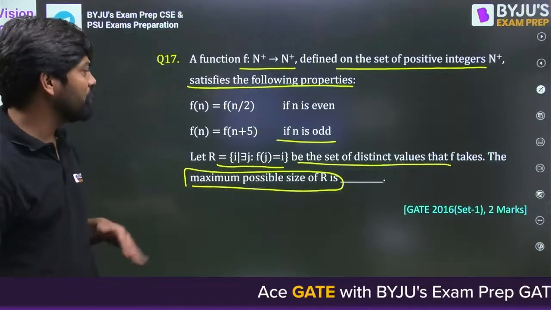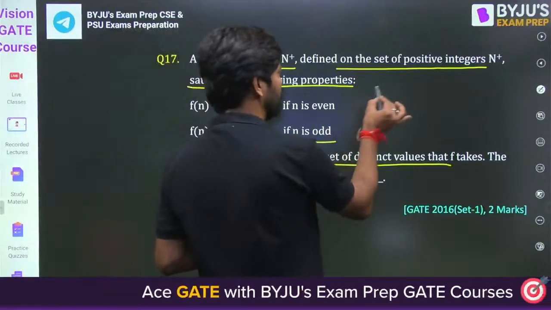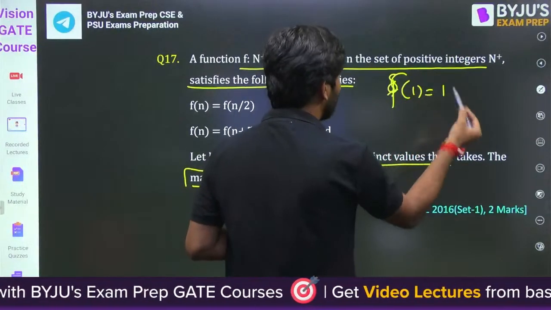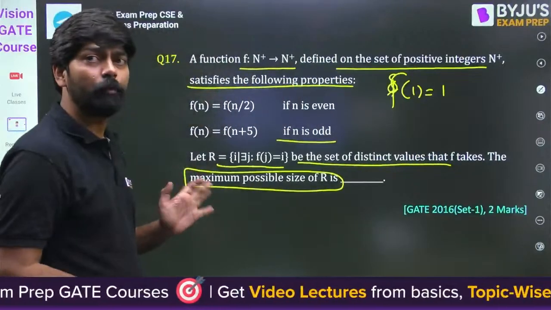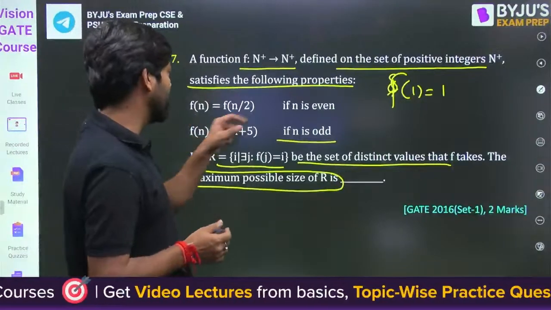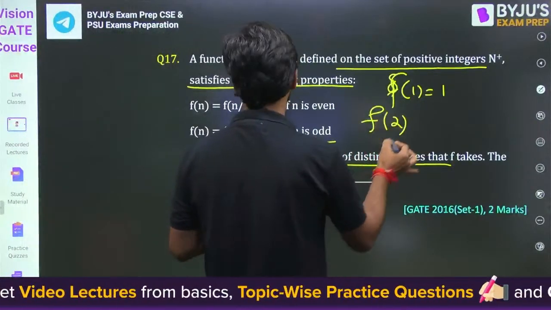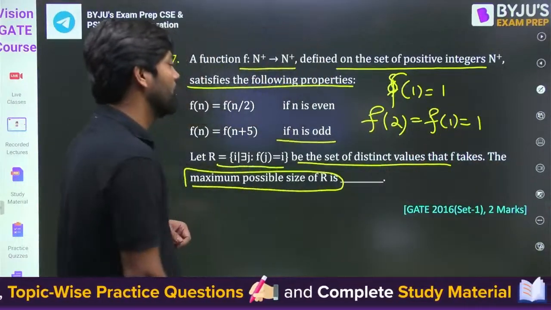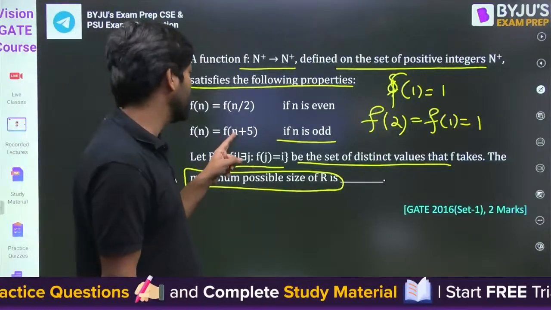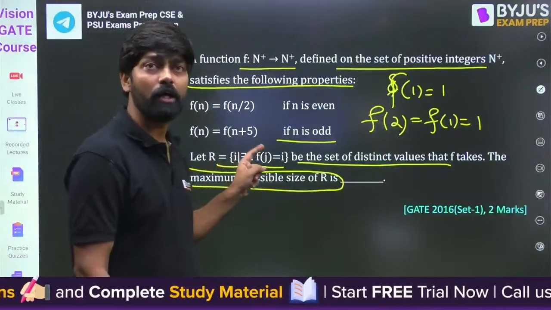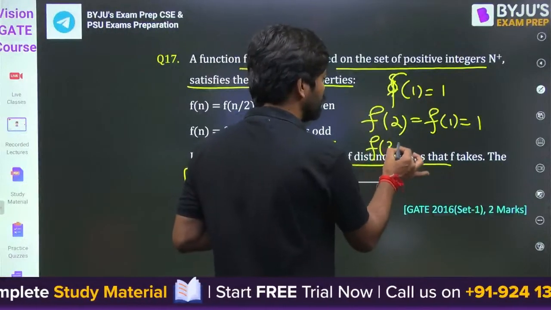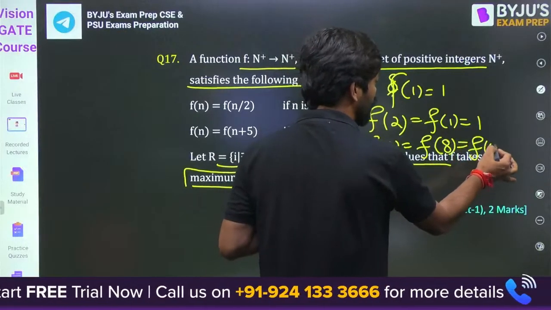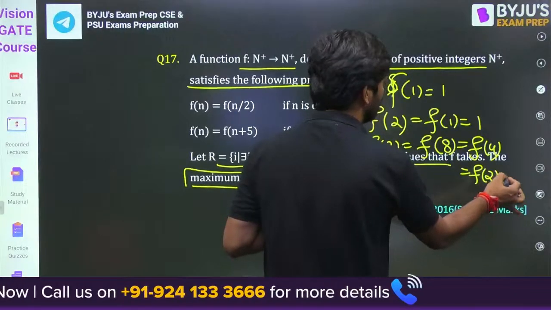See, for this one, to solve such type of question, you need to take some value. Let me take f(1) equal to 1. Let me assume f(1) equal to 1, fine. So what about f(2)? f(2) is an even number, so it is nothing but f(1), and f(1) is also 1. Now f(3): it will go to f(n+5), because 3 is an odd number. So it is nothing but f(8). F(8) means even number, so f(4). F(4) means f(2), and it is nothing but 1. F(2) is 1.